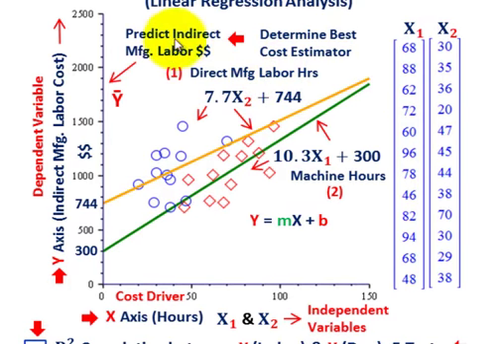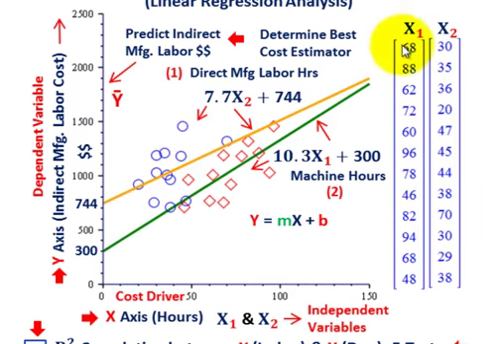What we're attempting to do is predict our indirect manufacturing labor dollars, and I'm showing that as our dependent variable on our y-axis. We have to determine the best cost estimator, and really have two different alternatives. First, we could use the direct manufacturing labor hours, or we could use machine hours. And what I've done is got 12 different data points for each of the alternatives.